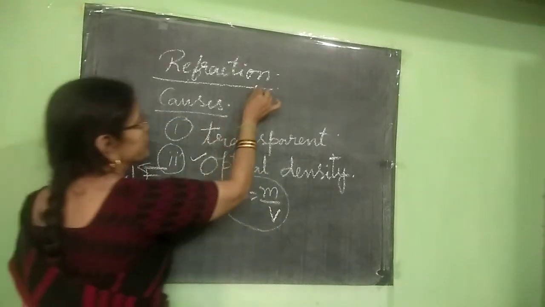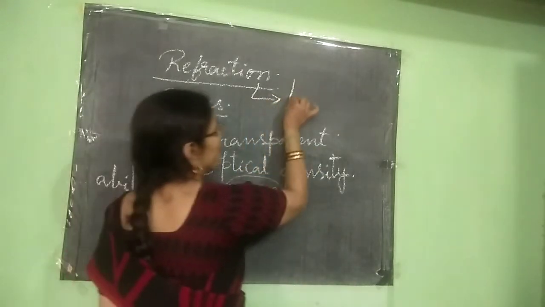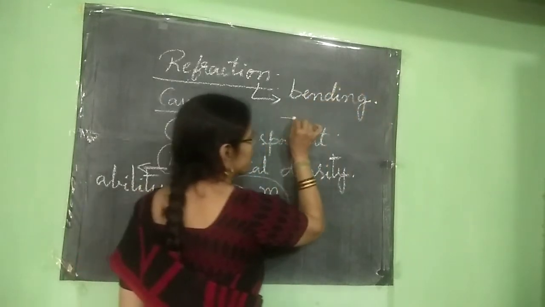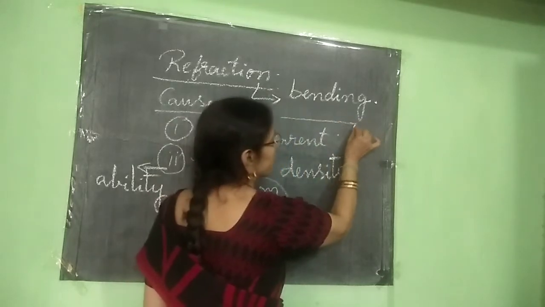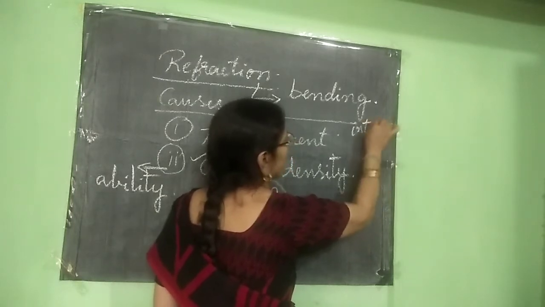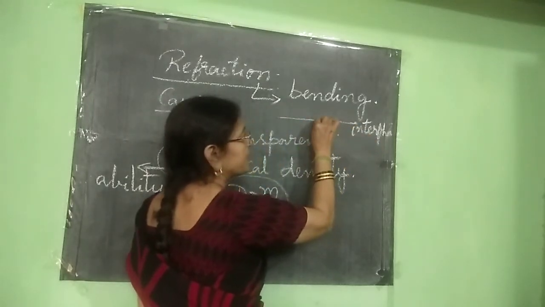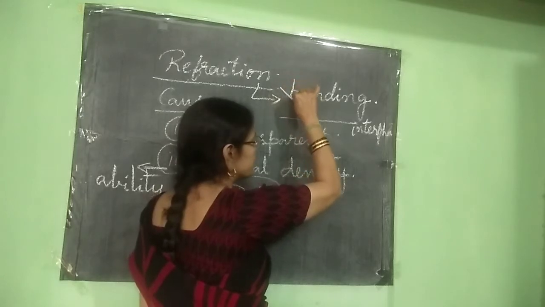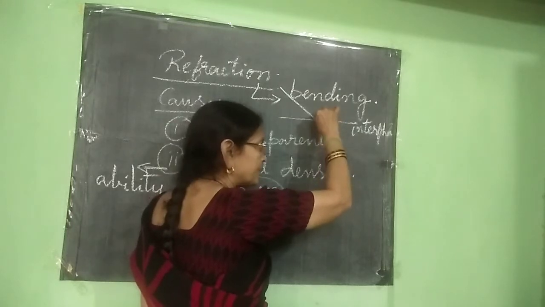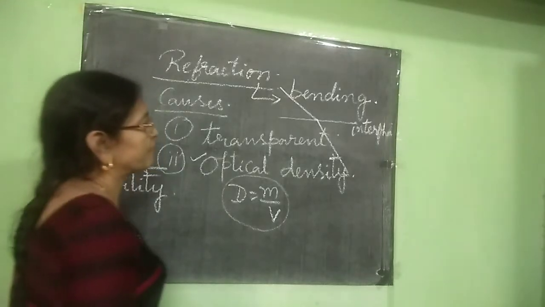Now what is meant by refraction? Refraction is nothing but bending of light rays at the separation of two media, which is known as the interface. At the point of incidence, at the interface, the light ray which is coming from one medium and bending at that point and moving into the other medium is known as the phenomenon of refraction.